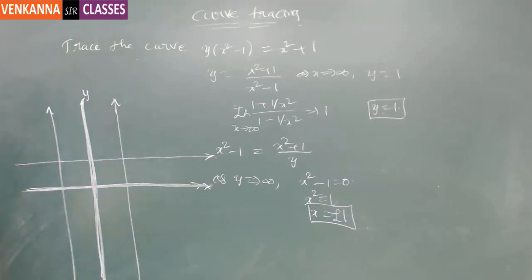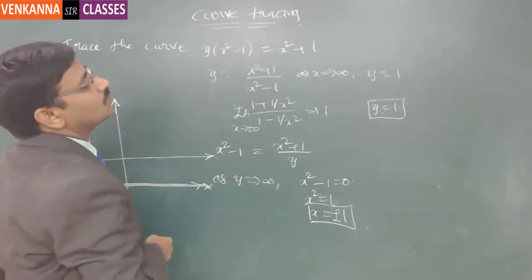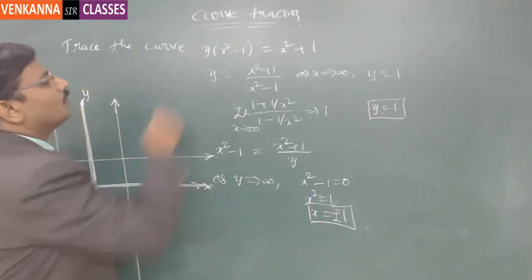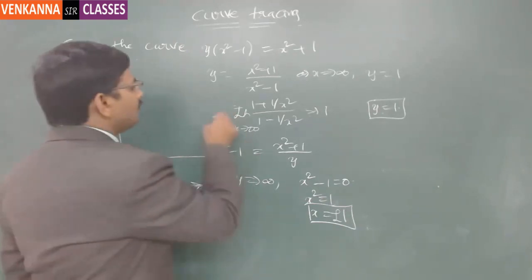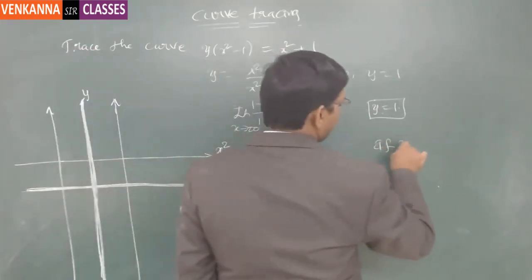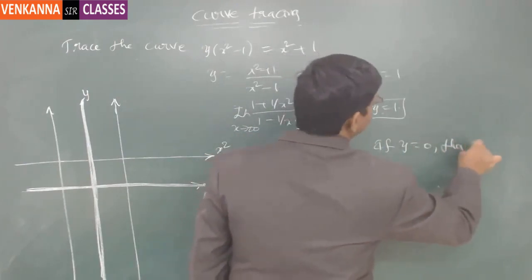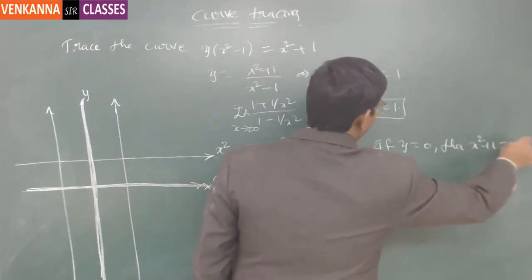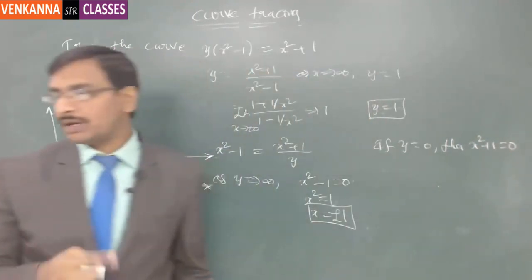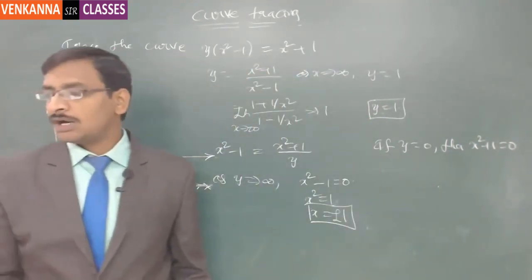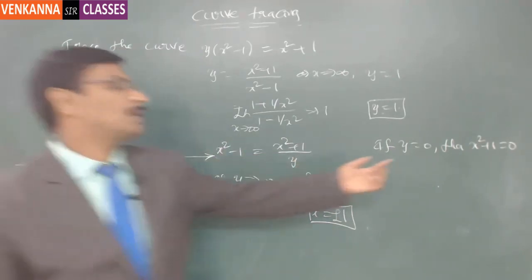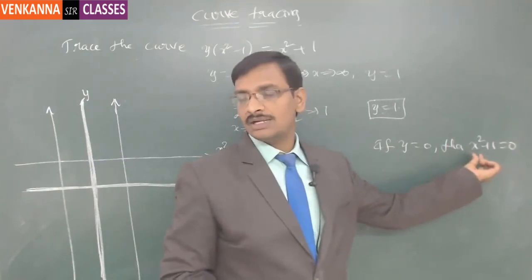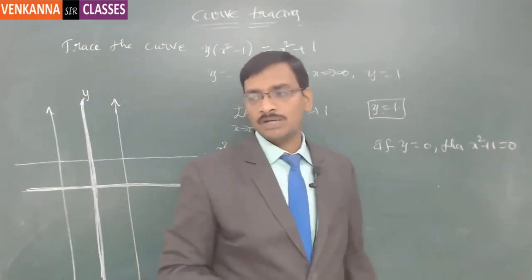Okay, fine. Now here the curve, if you try to trace it, y into x square minus 1 is equal to x square plus 1. Now at y is equal to 0, what is the value of x? If y is equal to 0, then x square plus 1 is equal to 0, which essentially means that there are no real roots. So it is not passing through the x axis, so it is not touching the x axis. Obviously it won't pass through the origin.